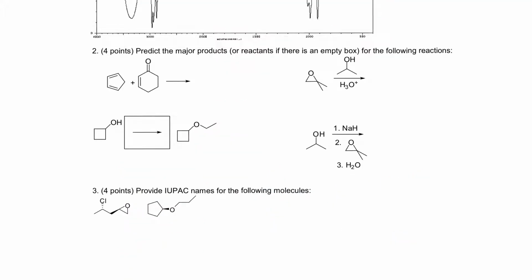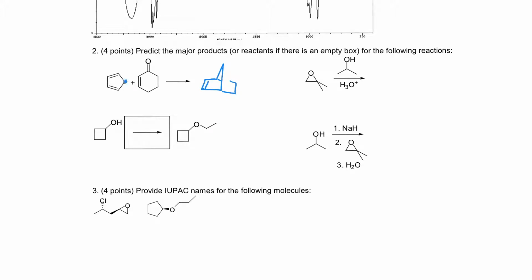Here is question 2. We're asked to predict the major products or reactants for the following reactions. So this setup here is hopefully obvious that it is a Diels-Alder reaction. We're going to get a bicyclic structure because we start with a cyclic diene. So this carbon here will be the bridgehead carbon, so we need to draw that structure. We need to add the alkene that's formed in the back of that carbon.